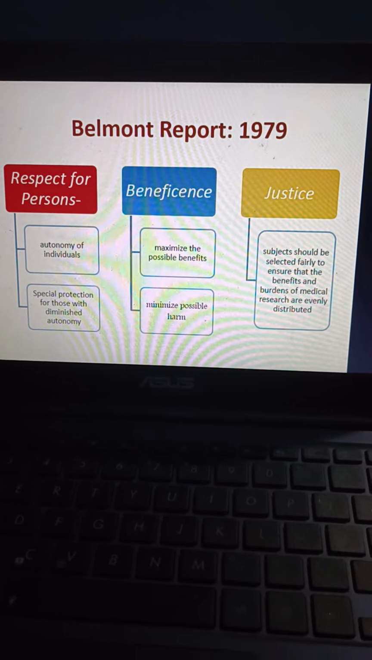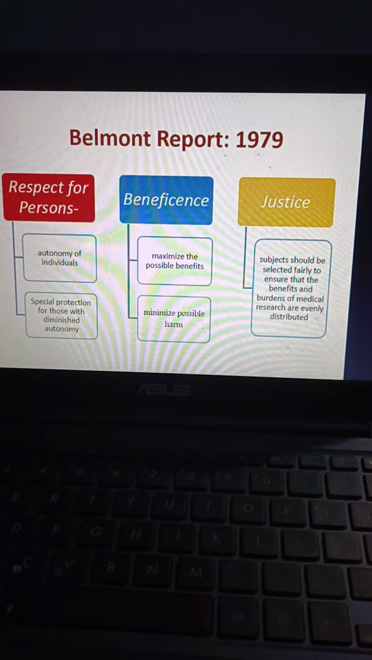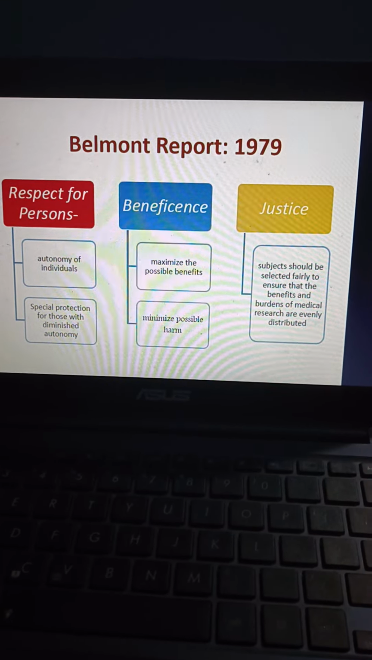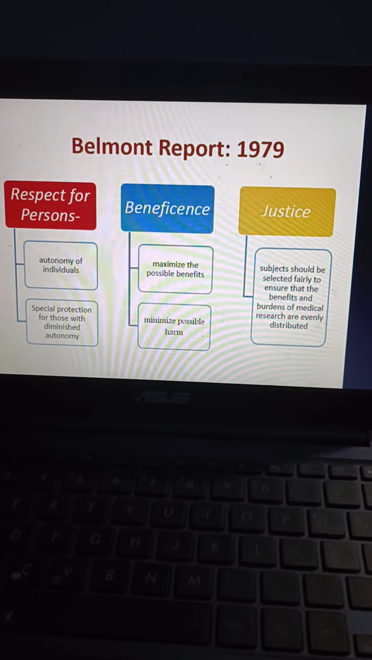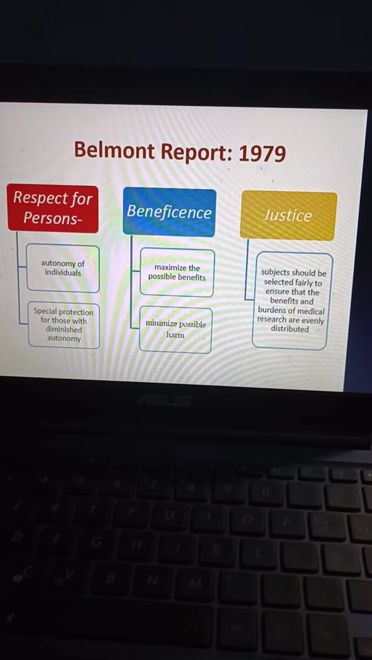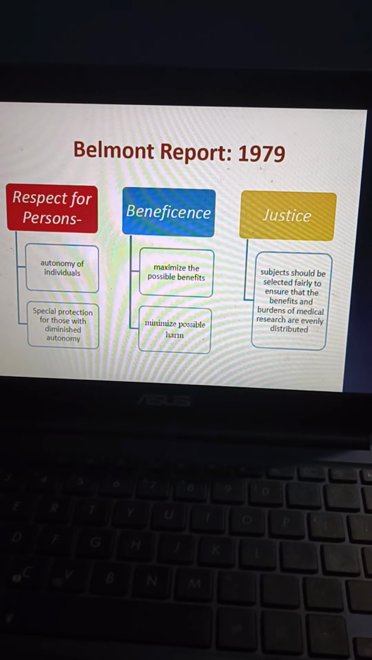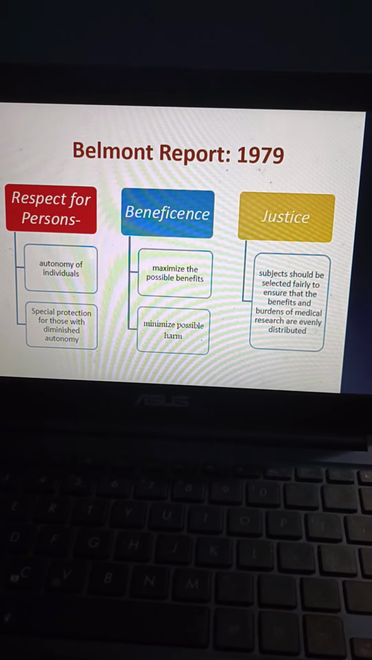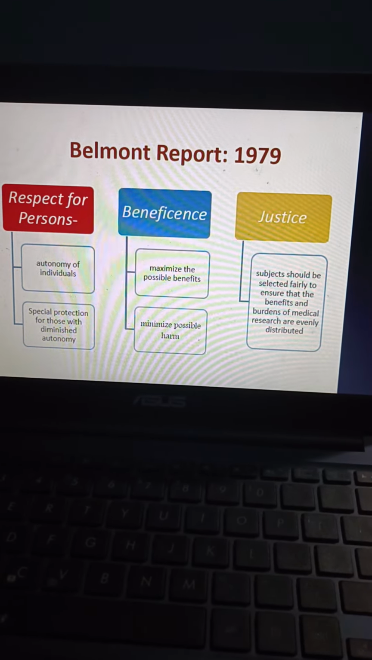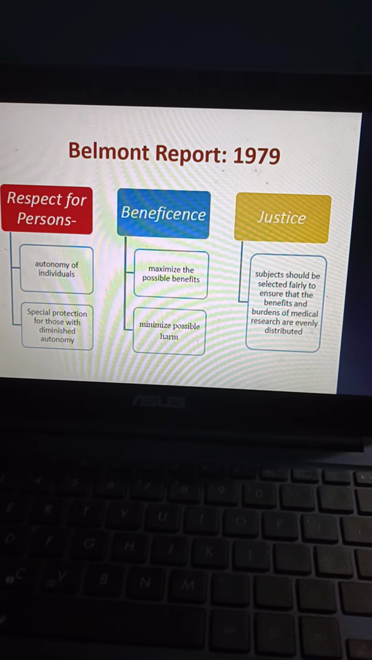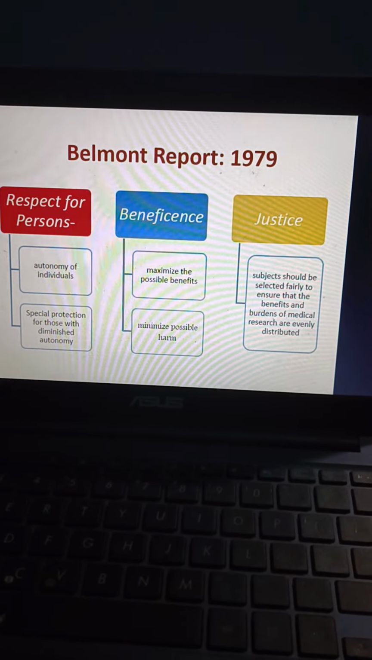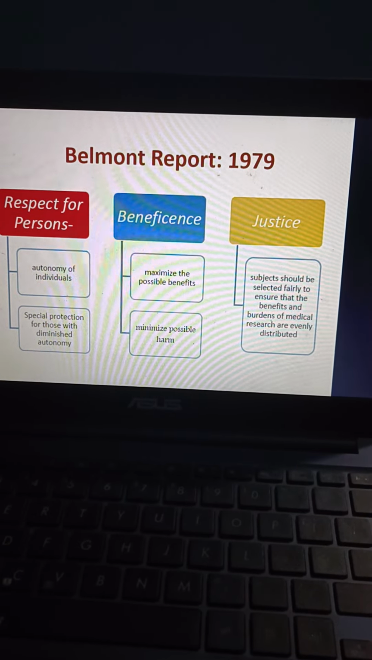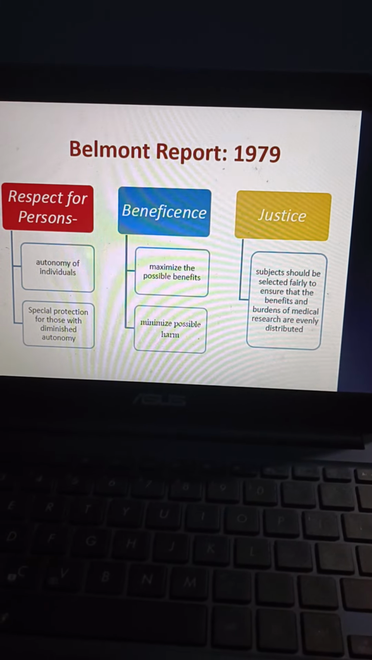Then what is the Belmont Report? The Belmont Report in 1979 tells us about respect for persons: autonomy of individuals, and special protection for those with diminished autonomy. Then beneficence: maximize the possible benefits, minimize possible harm to the patient. Justice: subjects should be selected fairly to ensure that the benefits and burdens of medical research are evenly distributed.